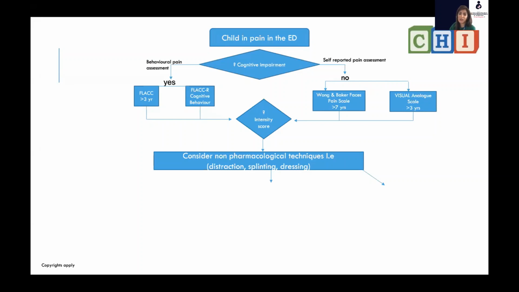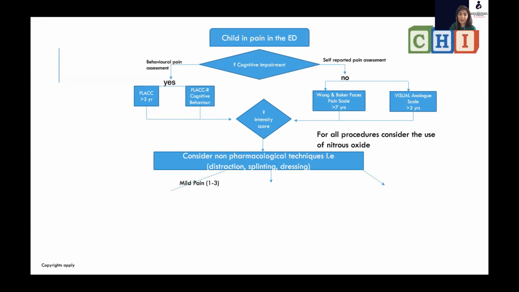So distraction, splinting, dressing. After that, if that patient is going into a procedure, we would use nitrous oxide. If not, then we would go for the pharmacological aspect. How do we choose our drugs? It depends on the intensity score.